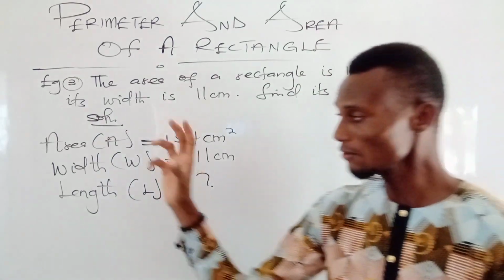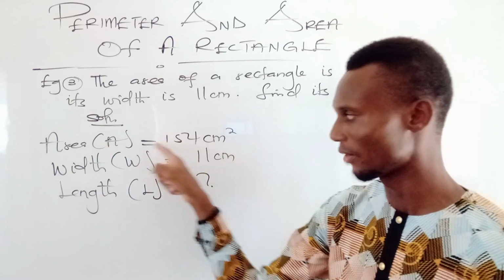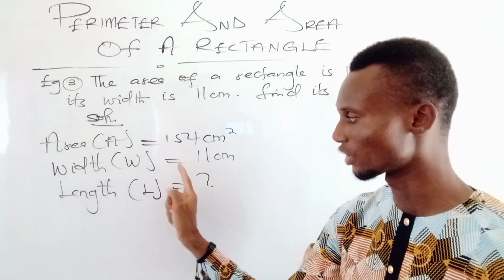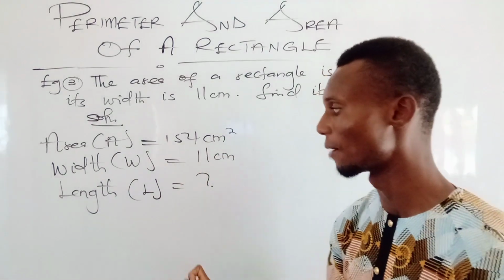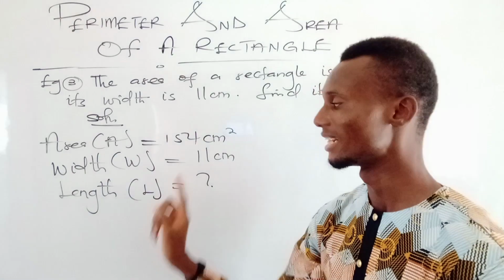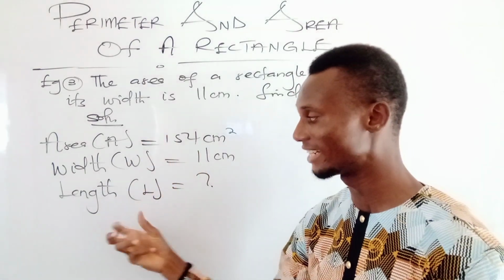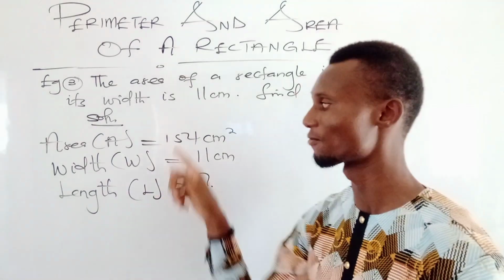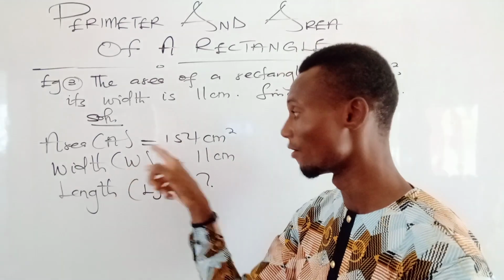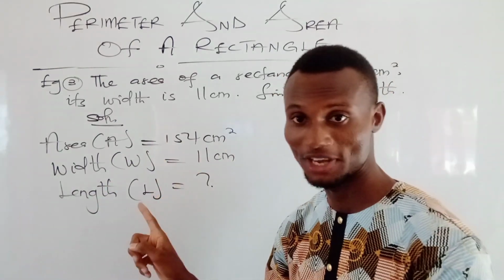Now from the information given, we have been given the area, which is 154 centimeters square, and also we have been given the width, which is 11 centimeters. Now we are being asked to find the length of the rectangle. From the information given, the only place we can find the length of the rectangle is from the area, because it's within the area of the rectangle where we can get the length from and also the width from.